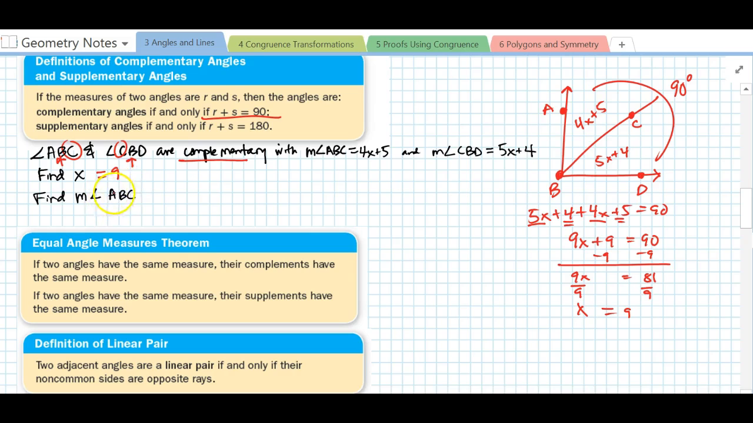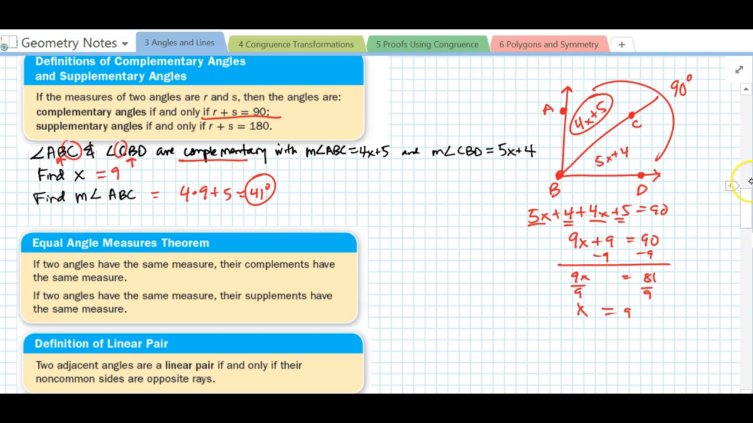Now let's determine the measure of angle ABC. ABC is this one here. So now if I substitute in the number that I got for x, I can calculate. So instead of 4x plus 5, I'm going to say 4 times 9 plus 5. And I misspoke there, sorry. 4 times 9 plus 5. So 4 times 9 is 36, plus another 5 is going to be 39. Actually, no, that would be 41.